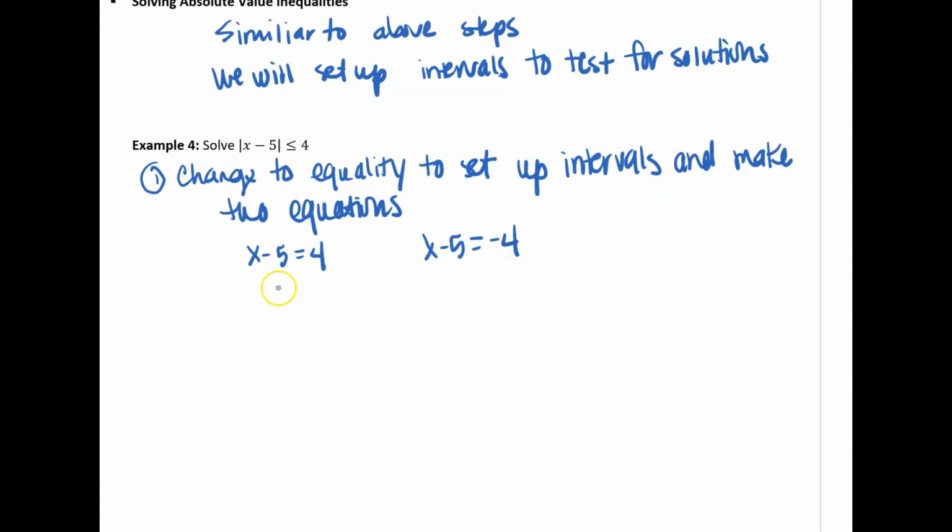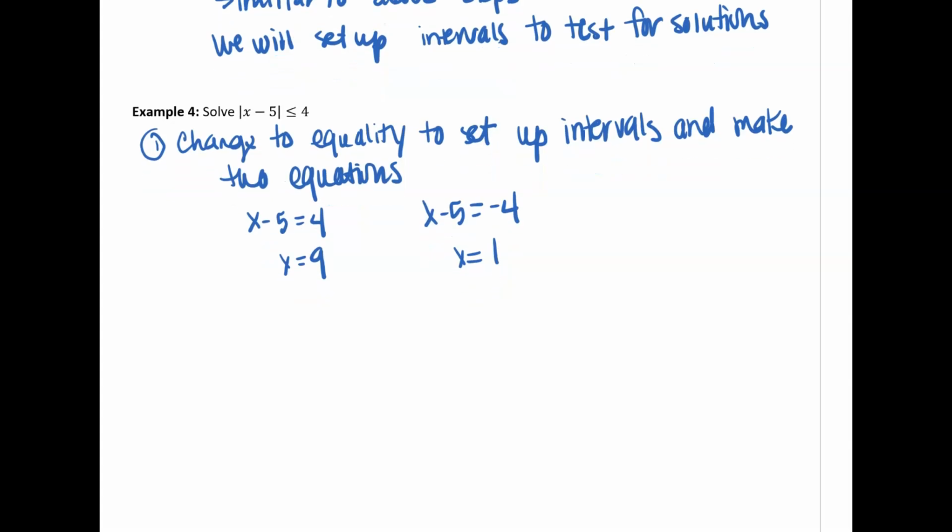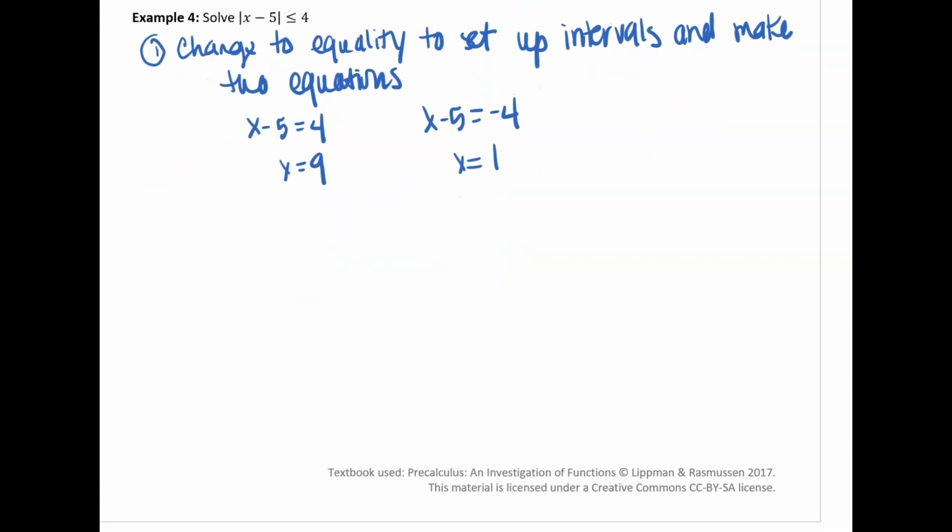I'm going to quickly solve those. That gives me 9 by adding that 5, and that gives me 1 by adding the 5. So nothing new on that part of the example. Next, we need to set test intervals to find where that thing is going to be less than 4, etc.